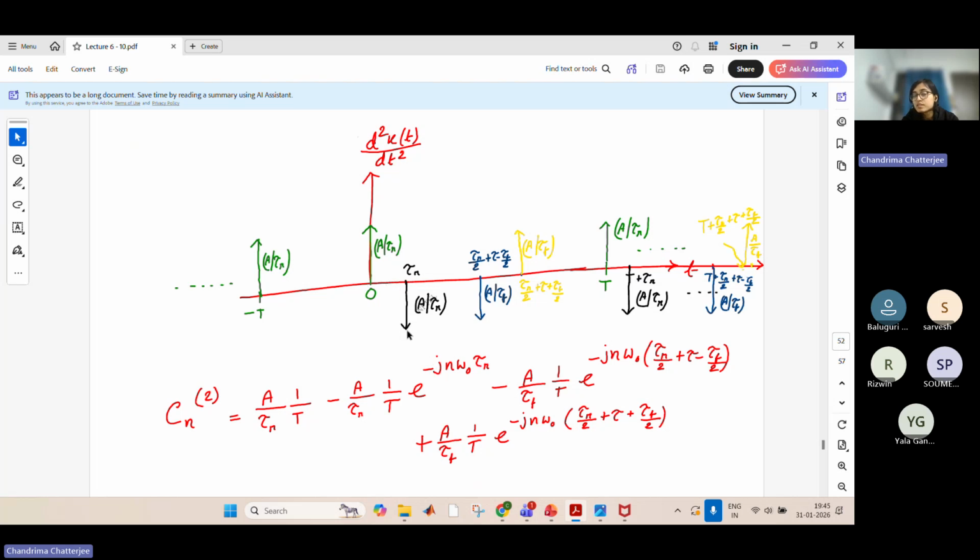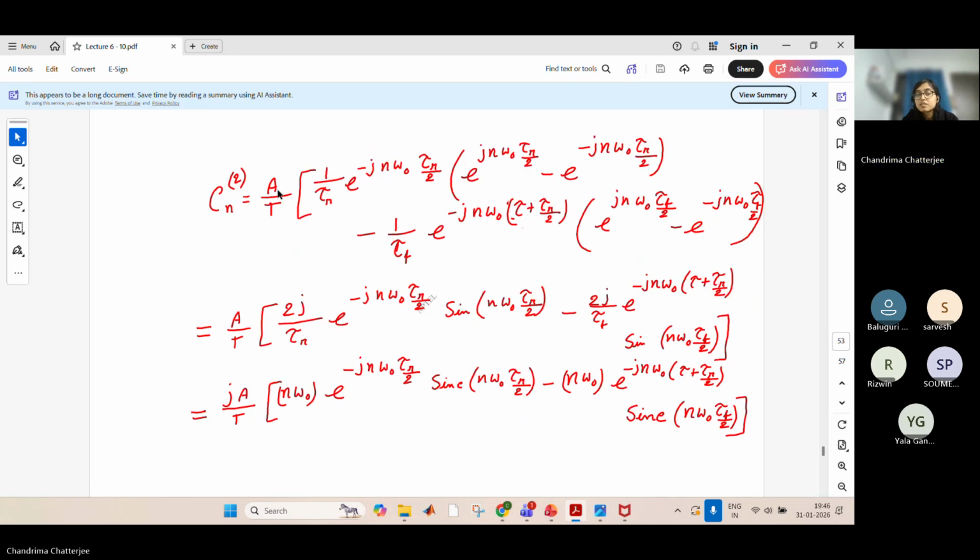At tau r, this impulse is coming. That's why this exponential term is also coming. Then for each impulse function, you will have to write like this, and sum it. If you sum it, you will get this Cn. Why is this 2? Because you have differentiated the original waveform twice, that's why this 2.